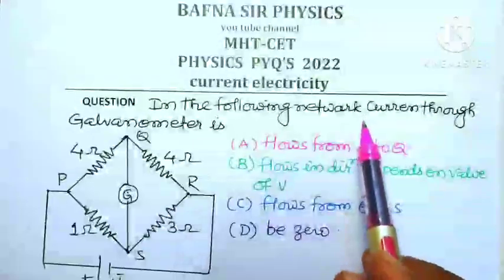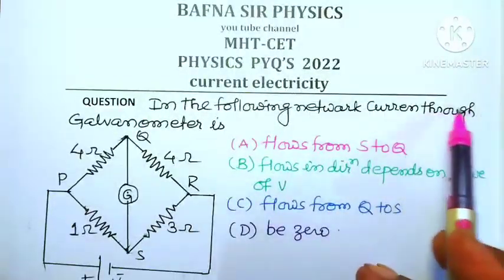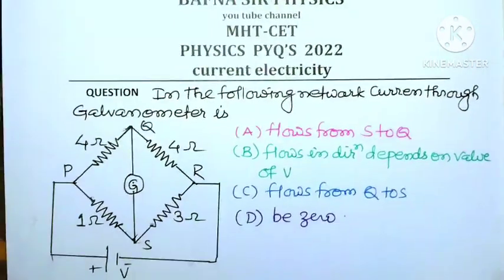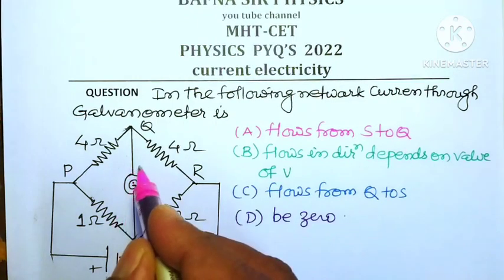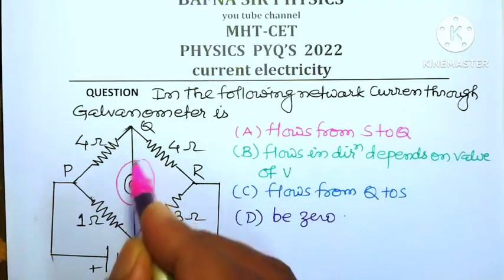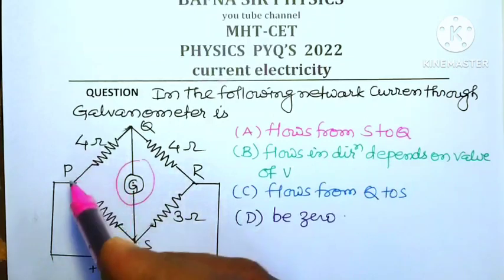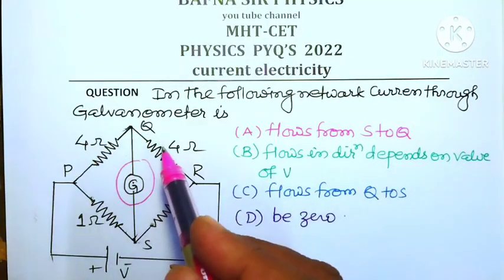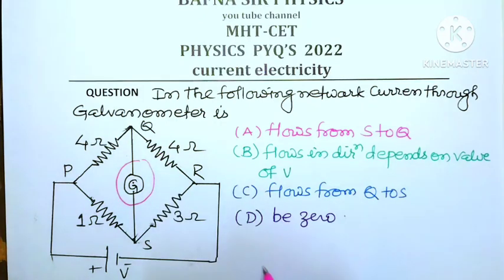In the following network, the current through the galvanometer is. So here we are given a Wheatstone's bridge and we have to find out what is the current flowing through the galvanometer. Let us consider initially that this galvanometer is removed from here. So we are left with branch PQR, which is a series combination of 4 ohm resistance with 4 ohm resistance.